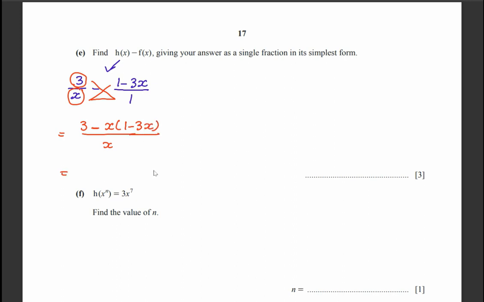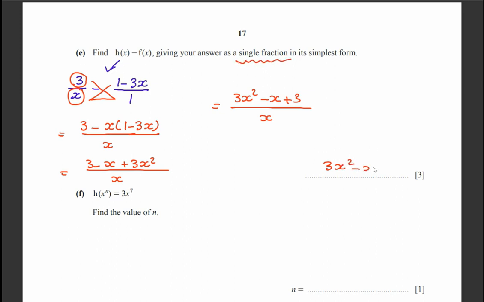Then try to simplify the numerator. So it will be 3 minus x plus 3x squared over x. I will write it again, but I can order them from the highest power to be in the simplest form and write it here. And he said also it is a single fraction, so I only have to write it like this.